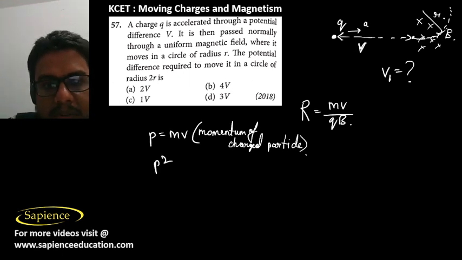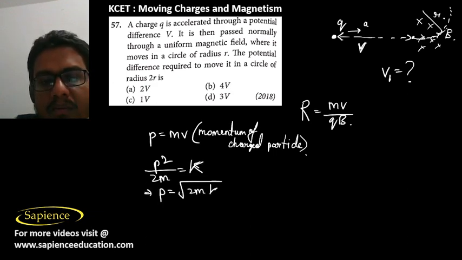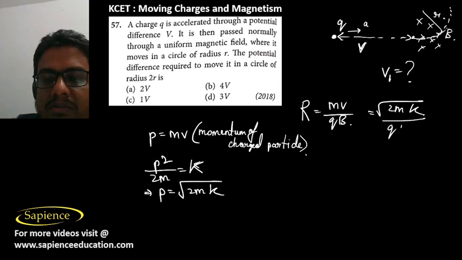So then we know that P square by 2m is equal to kinetic energy. So now P is equal to square root of 2m into kinetic energy. So the radius you can write as square root of 2m into kinetic energy divided by charge q into B.